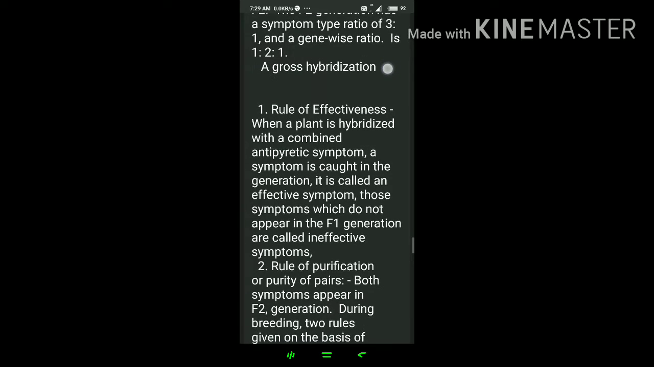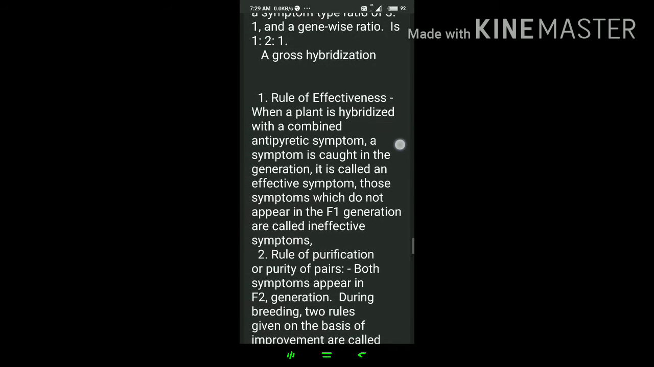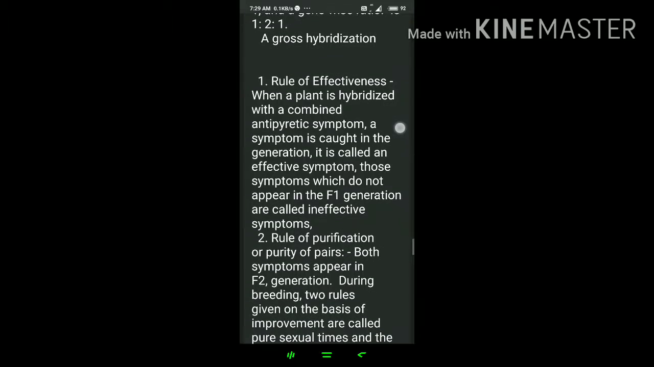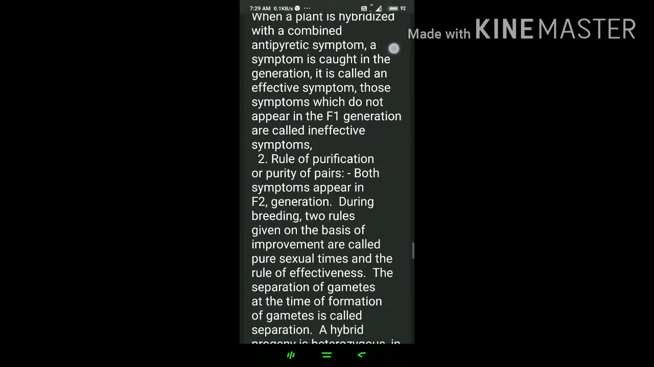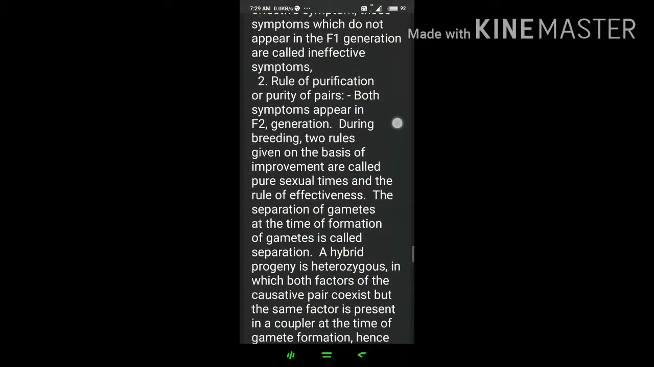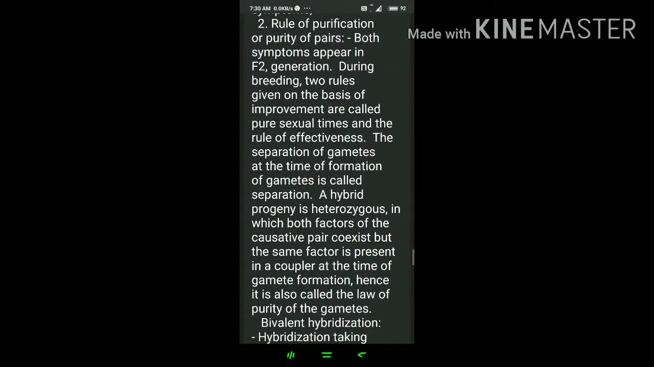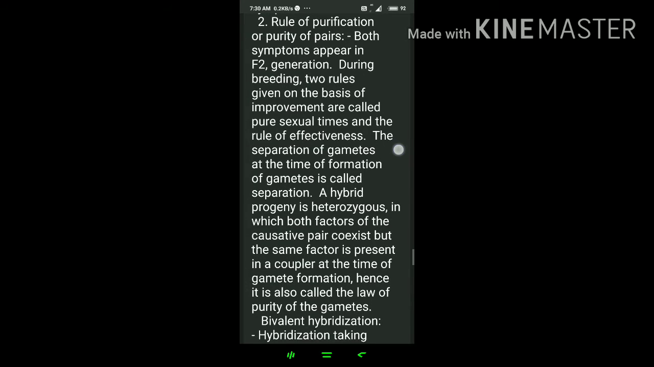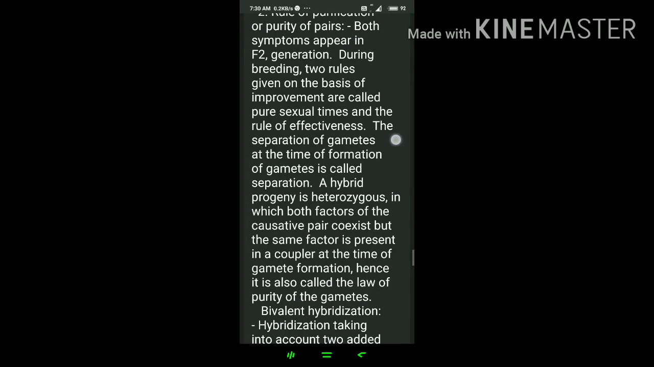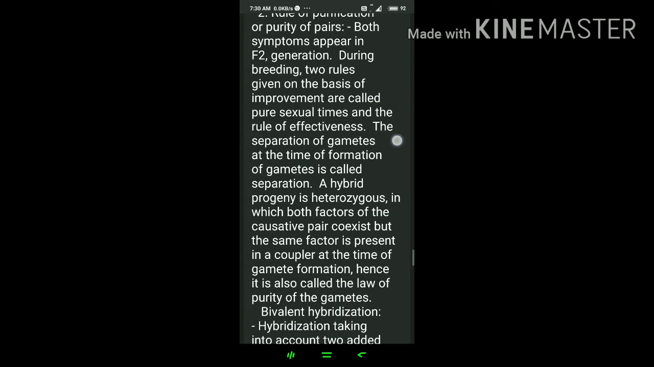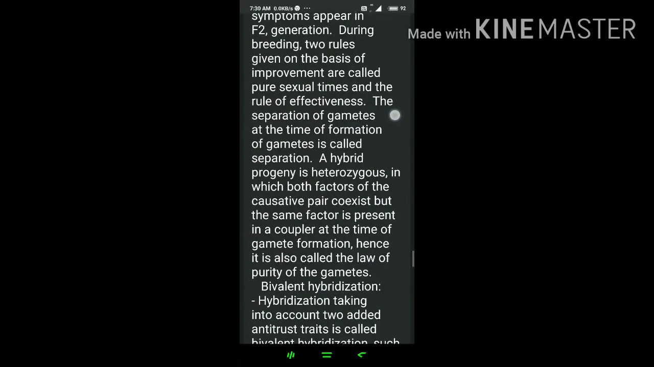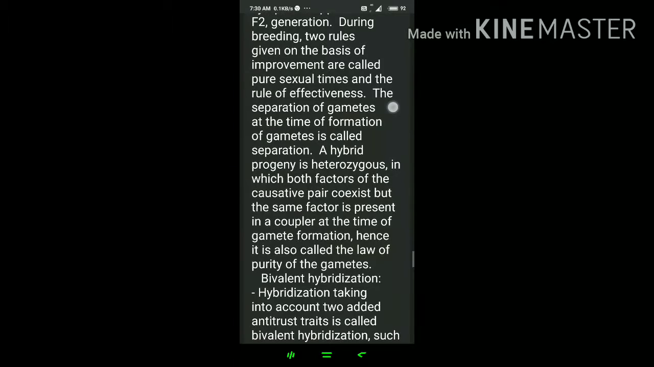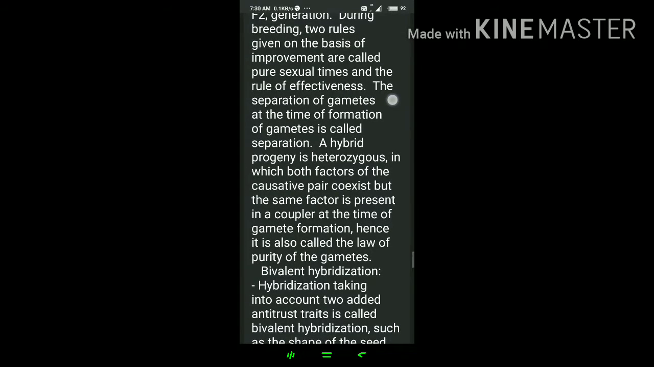2. Rule of segregation, or purity of gametes. Both traits appear in the F2 generation during breeding. The rule given on the basis of this is called the law of segregation, after the rule of dominance. The separation of factors at the time of formation of gametes is called segregation. A hybrid progeny is heterozygous, in which both factors of the contrasting pair coexist, but only one factor is present in a gamete at the time of gamete formation. Hence it is also called the law of purity of the gametes.